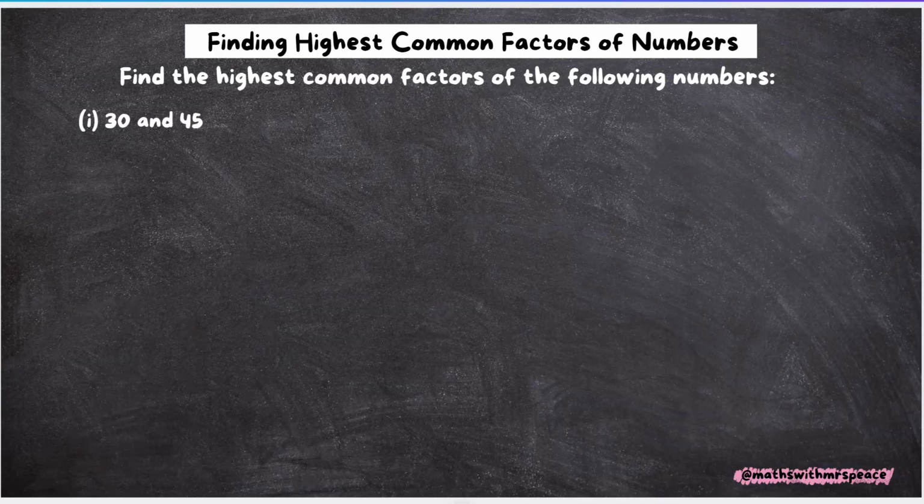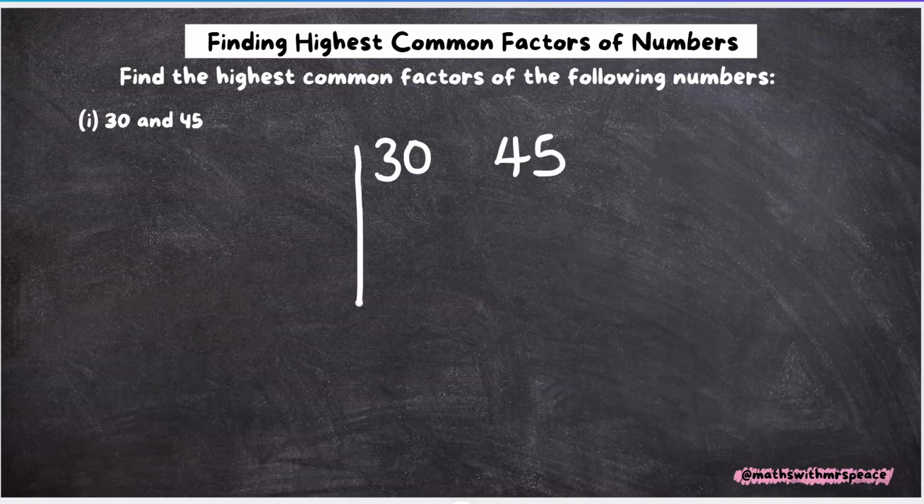So one last example on HCF using this method. We have: find the HCF of the following numbers, 30 and 45. And of course, we're going to go about it the same way. We're going to write 30 and 45. And the first common factor between them will be 3. 30 divided by 3 gives us 10. And 45 divided by 3 gives us 15.